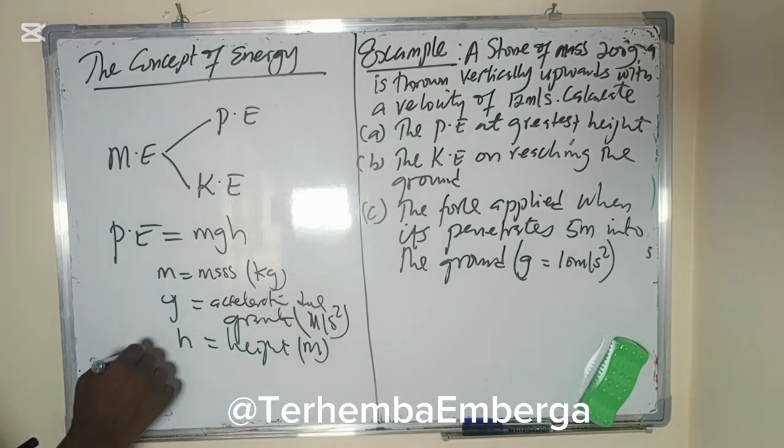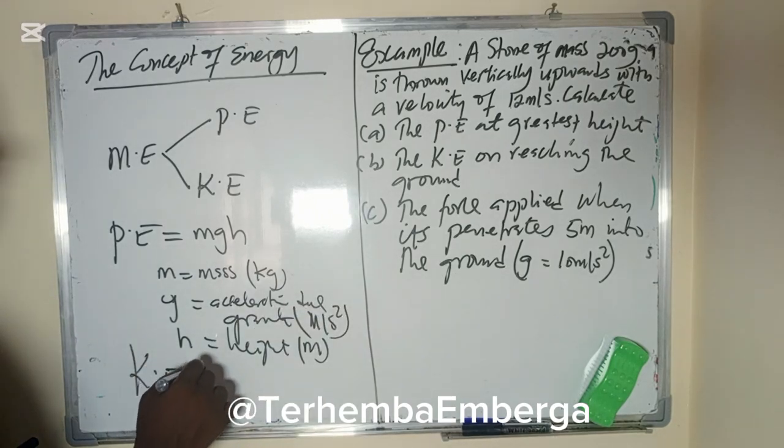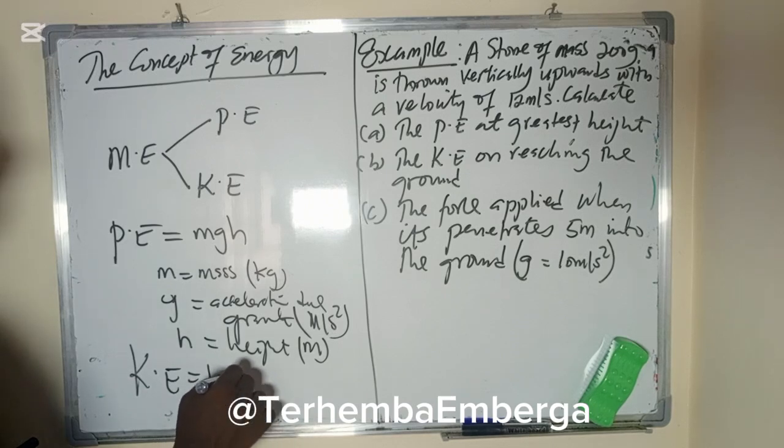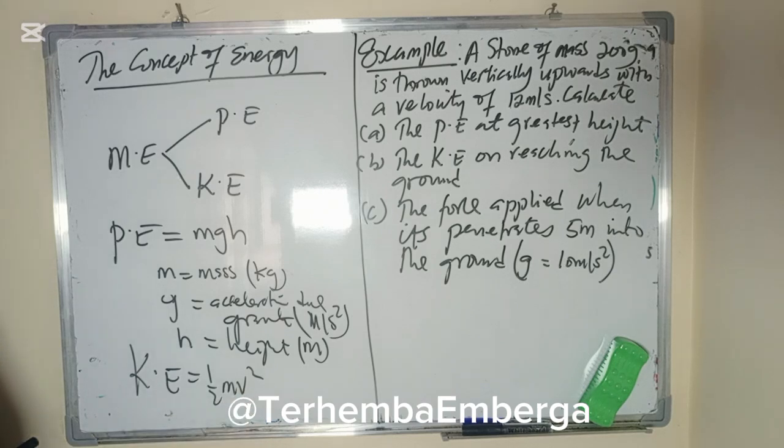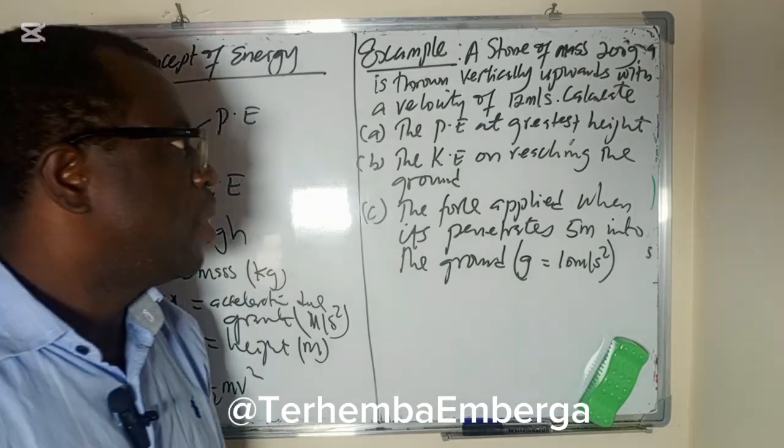Kinetic energy is given as half mv square, where m is the mass in kilogram and v is the velocity in meters per second. This we know from elementary physics. So we have a problem here.